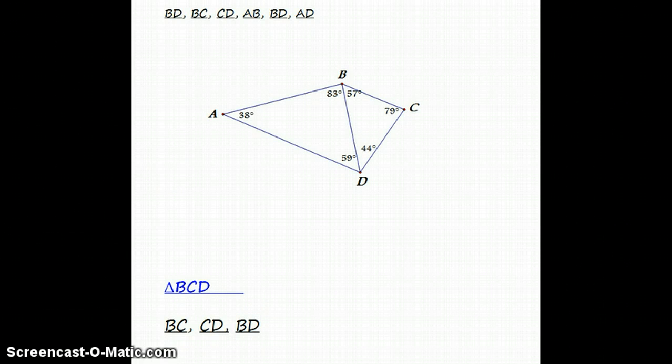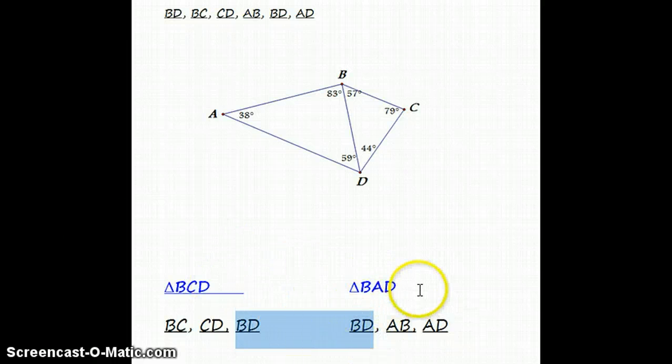Okay, so now let's look at the bigger triangle, triangle BAD. And what comes next is we have a 38-degree angle, so the smallest side in that triangle is BD. Next, we have 59 degrees, giving us AB, and finally, 83 degrees, giving us the largest side, AD. As you can see, BD here is written twice.